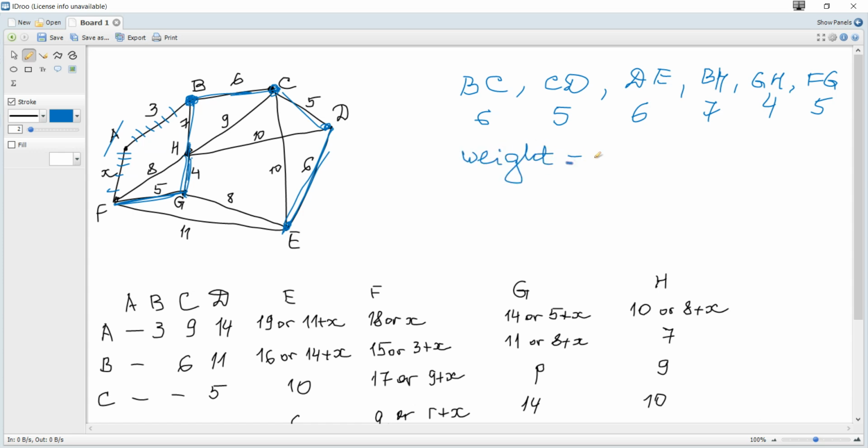The weight is found by adding all these values up. 11, 17, 24, 28, and 5, it's 33. So the weight of the minimum spanning tree is 33, and it's required for the next question.